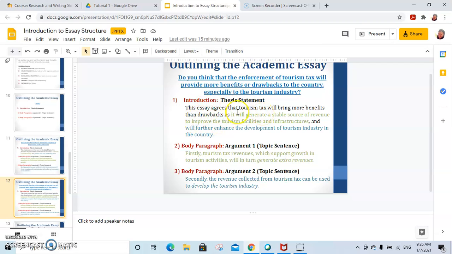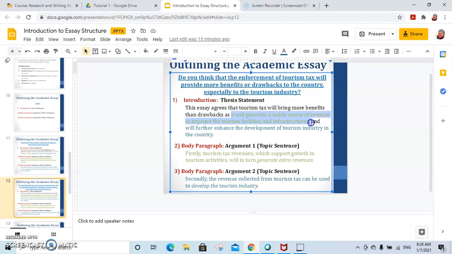So this is the stance, and this is the first reason: it generates a stable source of revenue to improve tourism facilities. And this is the second argument, the second reason to support: that tourism tax will further enhance the development of the tourism industry in the country. So the thesis statement, which should be located at the last sentence of the paragraph, will be reiterated as the first sentence for body paragraph 1 and body paragraph 2.